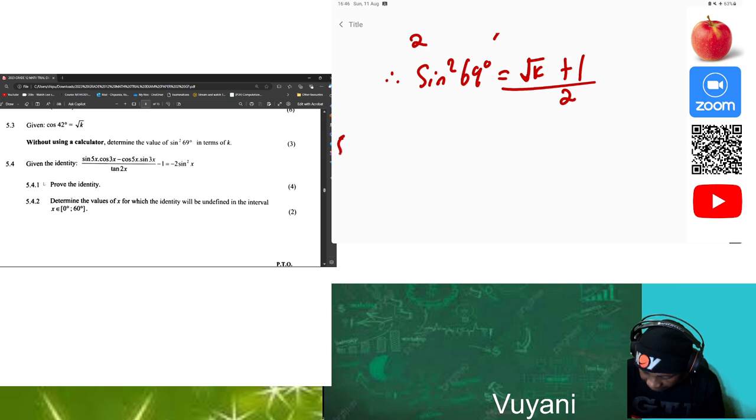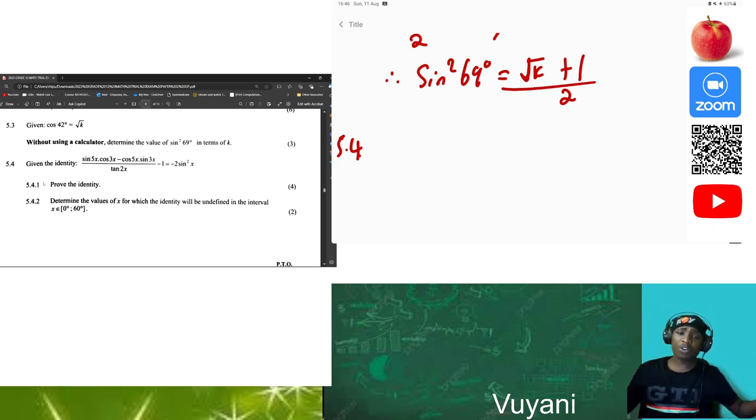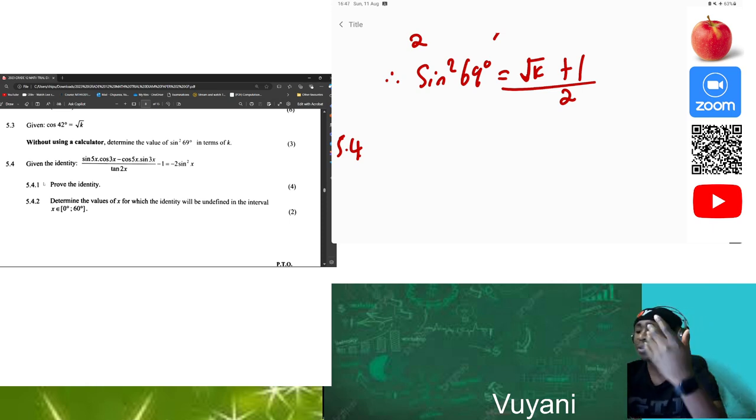Now let's look at 5.4. Given the identity, oh my word, identities. Easy stuff, because we can play around with what we know, compound angles, and solve the problem. Sine 5x times cos 3x minus cos 5x times sine of 3x. Sine cos cosine, sine cos cosine. That's already a compound angle. We all know that, so we can solve the problem without wasting much time. Now they said prove the identity that the left hand side is equal to the right hand side.